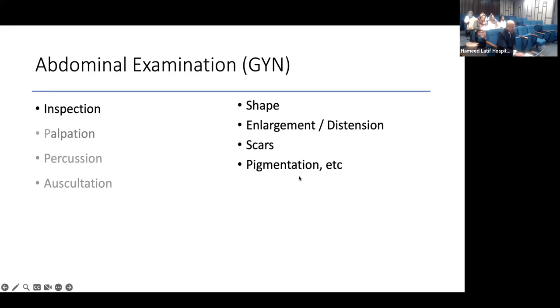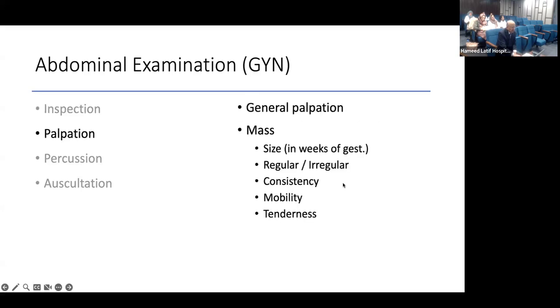Again, shape, enlargement, scars, pigmentation, general palpation of the abdomen, which should follow that path from the left iliac fossa going up to the left hypochondrium and then the epigastrium and then down to the hypogastrium or suprapubic region, then to the right iliac fossa and then upwards to the right hypochondrium. So in that fashion, it should be light general palpation.